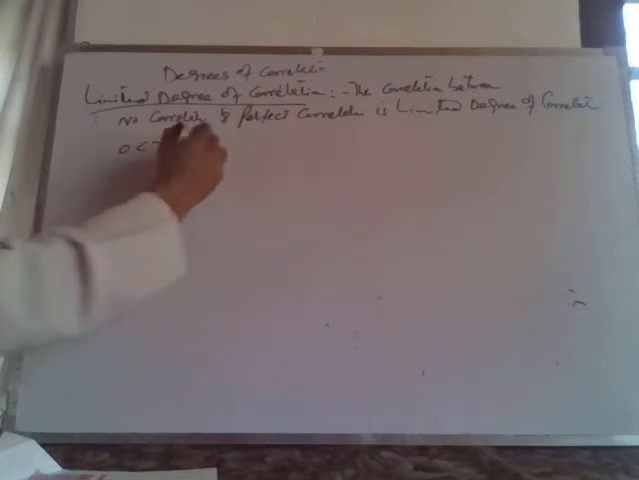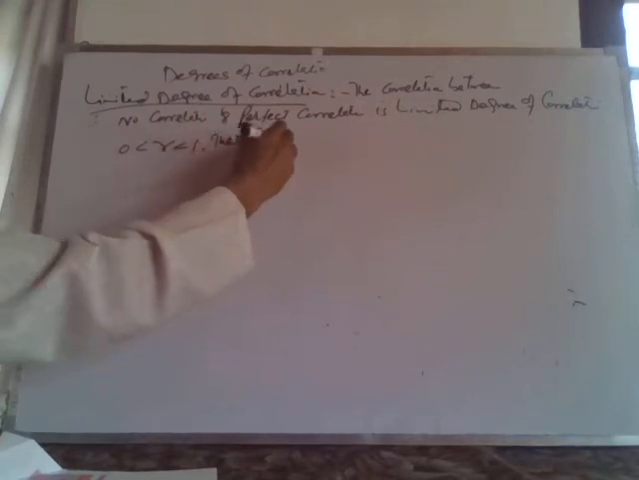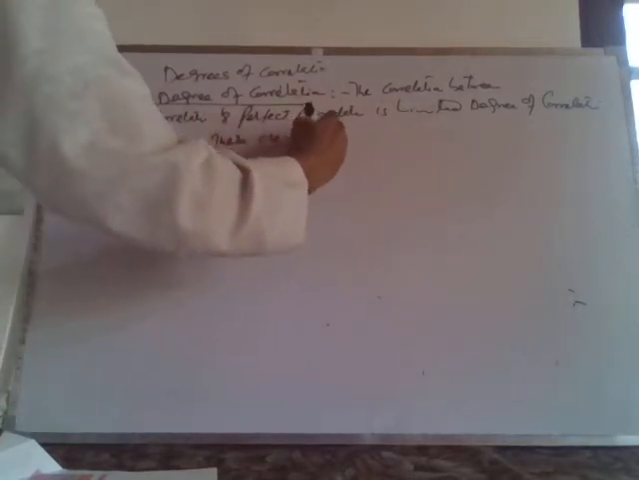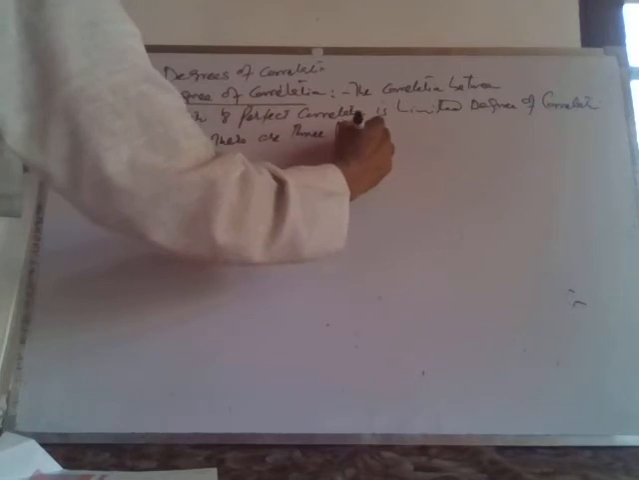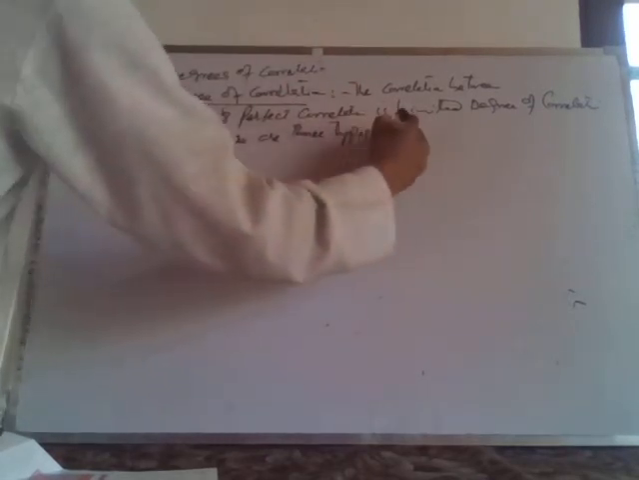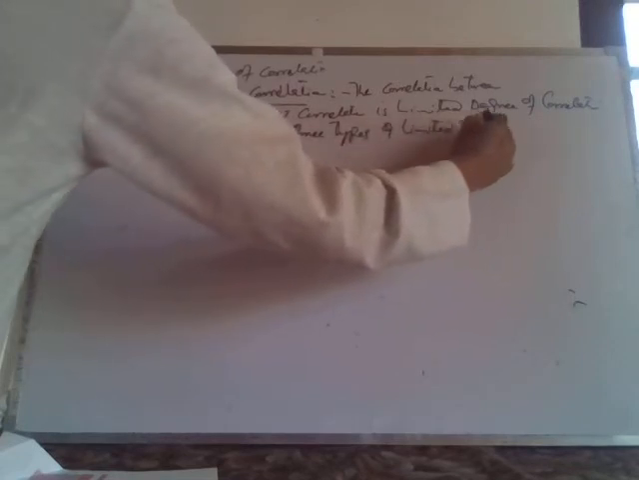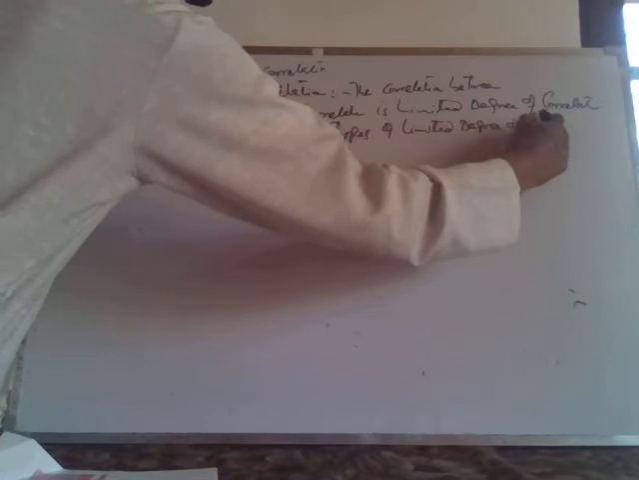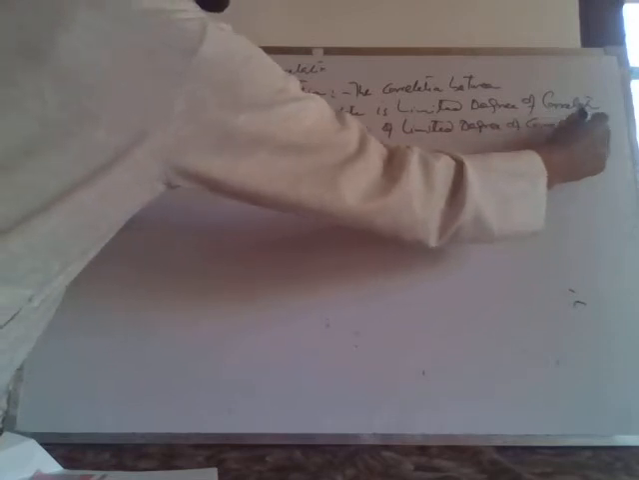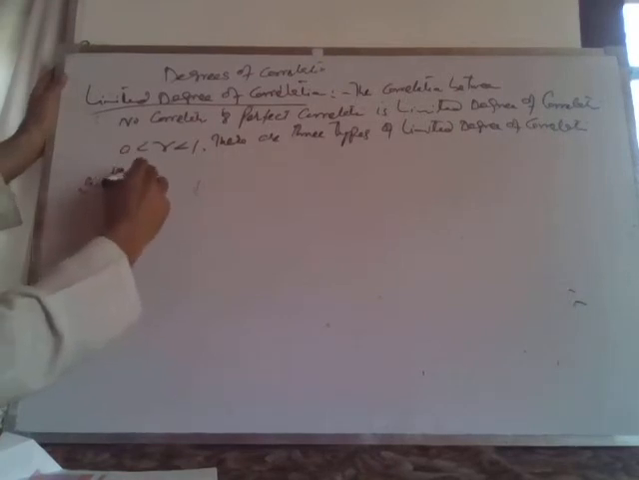We can say there are three types of limited degree of correlation. तो परफेक्ट कोरिलेशन उसके दो टाइप हैं, इसके तीन है. थ्री टाइप्स ऑफ लिमिटेड डिग्री ऑफ कोरिलेशन. A, we have high correlation.